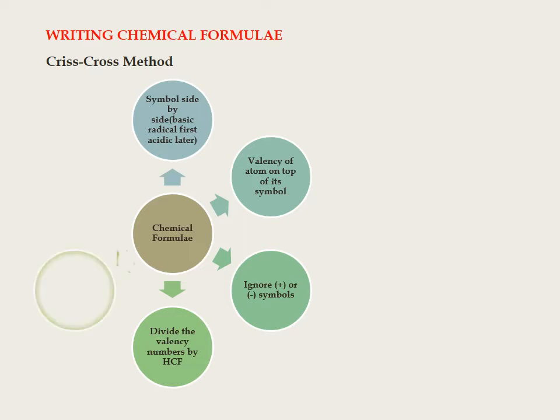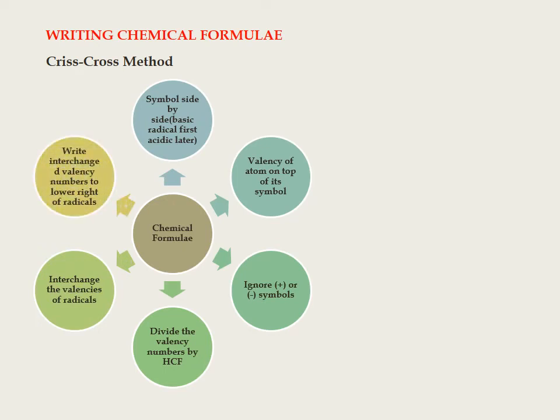Interchange the valencies of the radicals. Write the interchanged valency numbers to the lower right of the radical. If the radical is a group of atoms and has a valency number more than 1, enclose it with parentheses. There's a table based on the steps mentioned above.